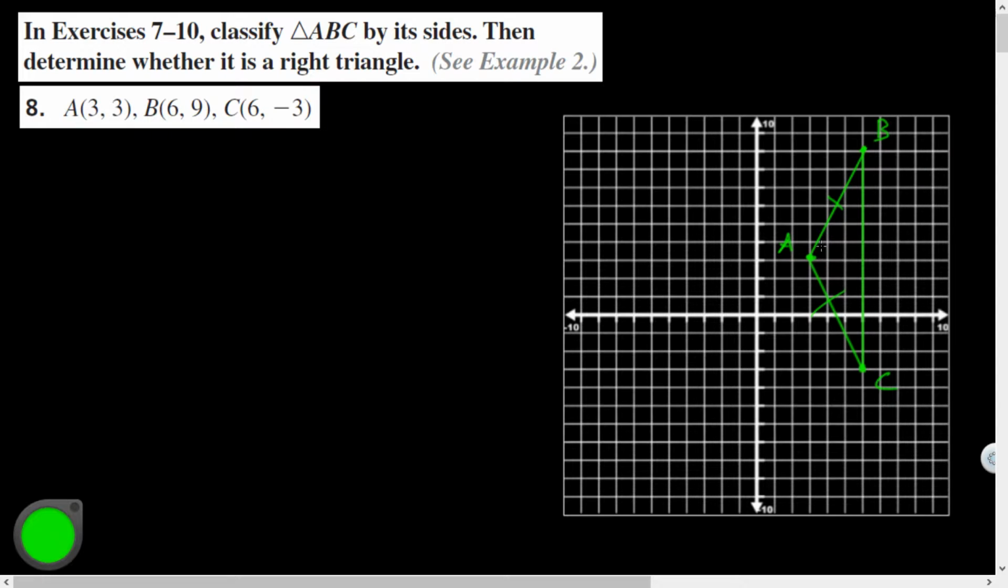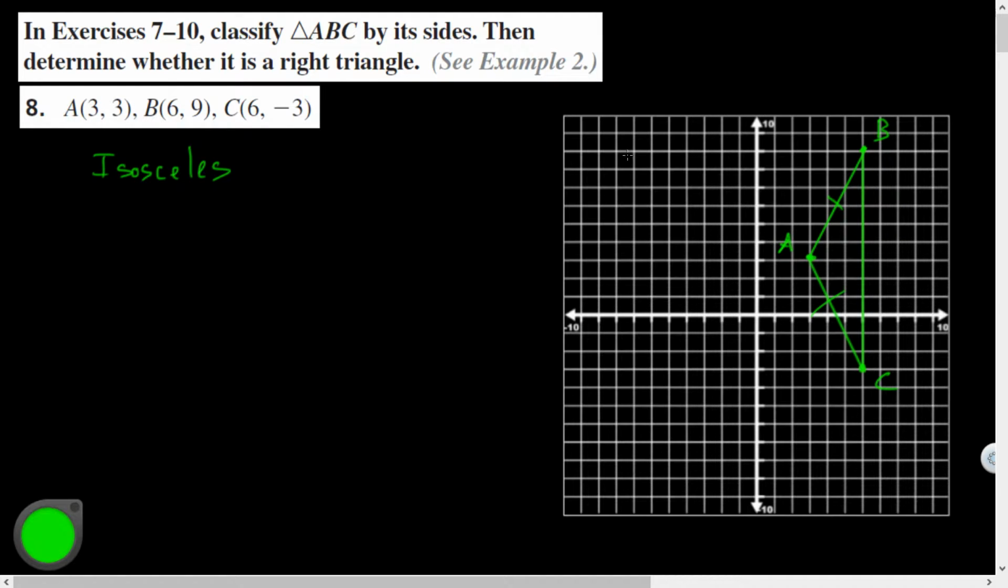If I did the distance formula between A and B and A and C, you could verify those are the same. Also notice the way that these move from A to B. If I go up 2, 4, 6 over 3, and this is down 2, 4, 6 over 3, yeah, those distances are going to be the same. So it's isosceles, I would agree.